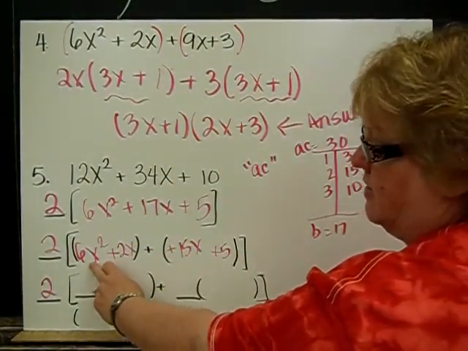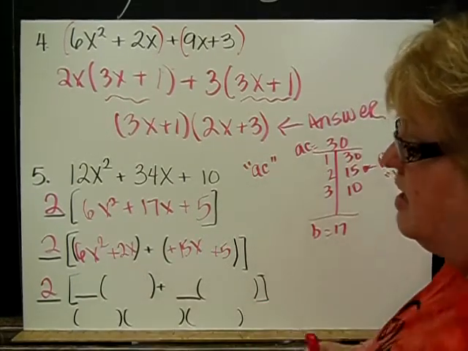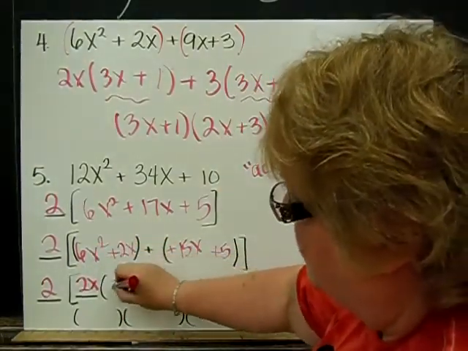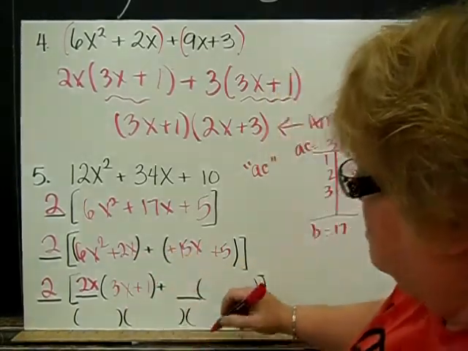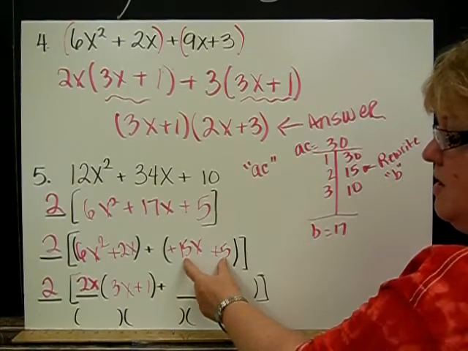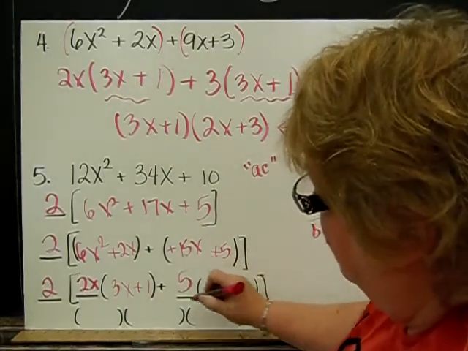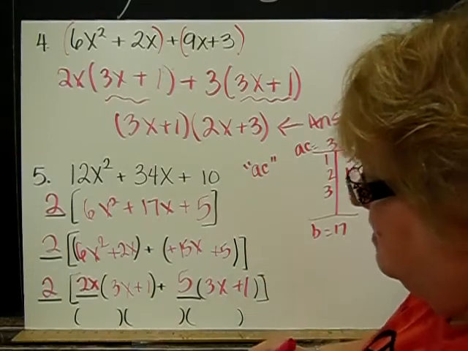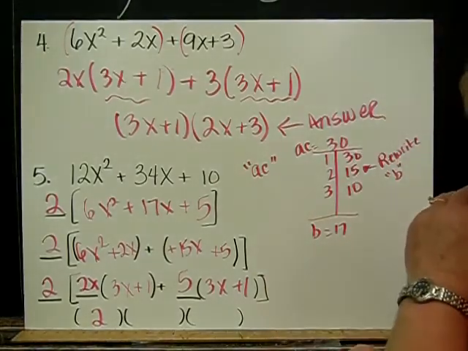Now we look at 6x squared and 2x and ask ourselves, what is the greatest common factor in these two terms? And the answer is 2x. So when we divide that, we get 3x plus 2x divided by 2x is 1. And now we look at 15x and 5, and we know that both of these are divisible by 5. So we can take out a 5. That would leave us 3x plus 1. Well, our 2 is still part of our final answer. We just keep bringing it down.